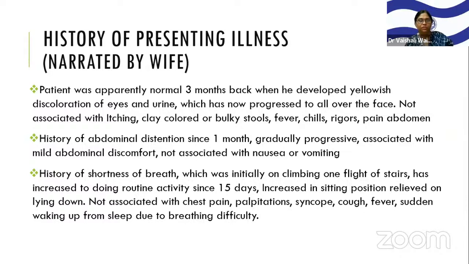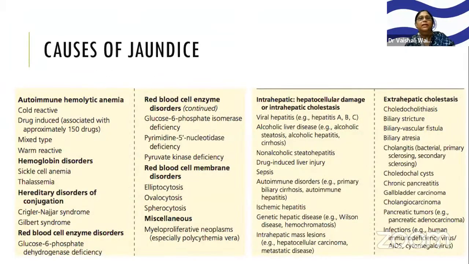Okay, Ujjwal. What are the differential diagnoses of yellowish discoloration of eyes and urine that you have mentioned in your complaints? Ma'am, yellowish discoloration of the eyes can be either due to physiological cause, that can be due to carotenemia, or pathological causes. Pathological causes can cause either unconjugated hyperbilirubinemia or conjugated hyperbilirubinemia. Unconjugated hyperbilirubinemia is mainly due to the hemolytic causes. As I have mentioned on the screen, autoimmune hemolytic anemia, hemoglobin disorders, hereditary disorders of conjugation, red blood cell enzyme disorders, and red cell membrane disorders.